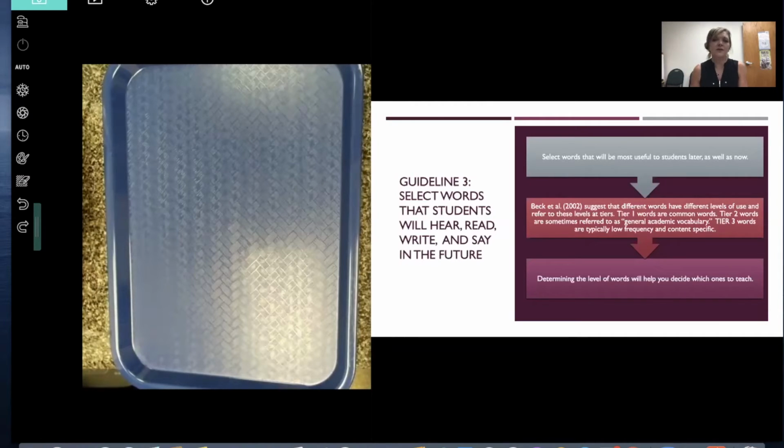And then lastly, your tier 3 words are typically low frequency and content specific. So, for example, the word photosynthesis is specific to science. That would be considered a tier 3 word because most people in general conversation are not going to be talking about photosynthesis. And again, that would depend on your lesson, depending on your students. The word selection may vary. That would fall into a tier 1, a tier 2, and tier 3.